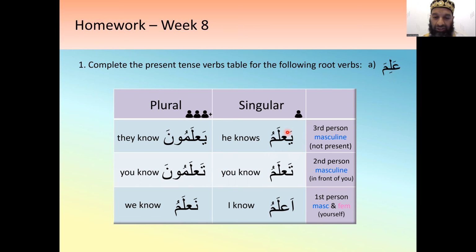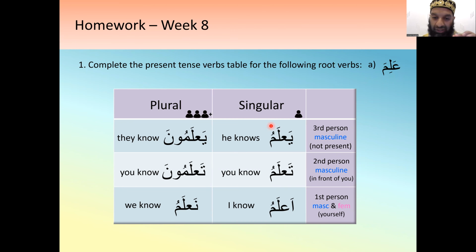The pattern is all the same, except you don't know necessarily what the vowel is on the third letter. It's either going to be ya'lamu, ya'lumu, or ya'limu. Remember? There's no formula to be able to tell what it is. You have to learn it with each verb. So for alima, it's ya'lamu. For kataba, it's yaktubu. Okay, so you won't know what the vowel on the third letter is. You'll need to learn it when you learn the root word. So it'll be alima ya'lamu. Now you know what it is.